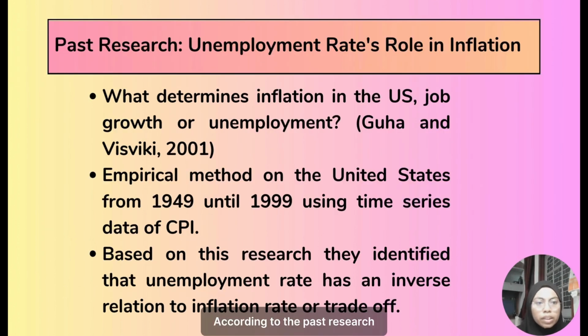According to past research by Guha and Visviki in 2001, using an empirical method on the United States from 1949 until 1999, with time series data of CPI analyzed under urban or rural sites and statistics of the number of laborers in the US as well, they identified that the unemployment rate has an inverse relation to the inflation rate, or a trade-off. So the lower the unemployment rate, the higher the inflation rate.